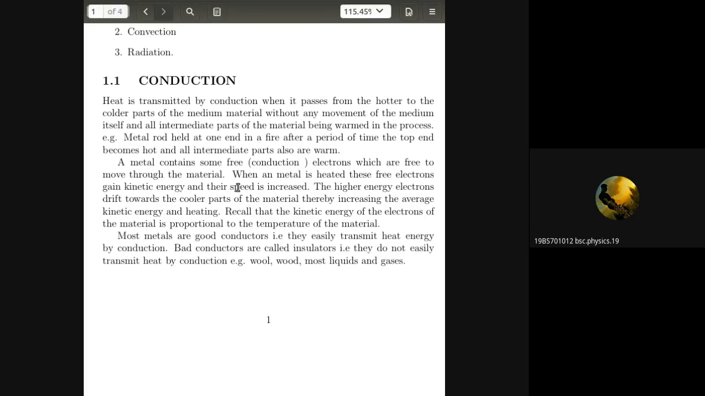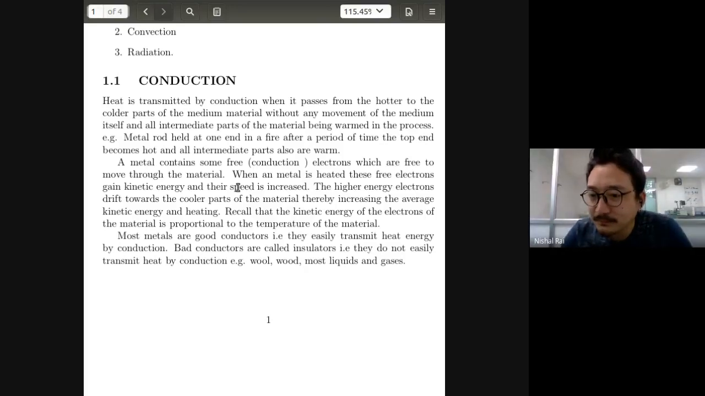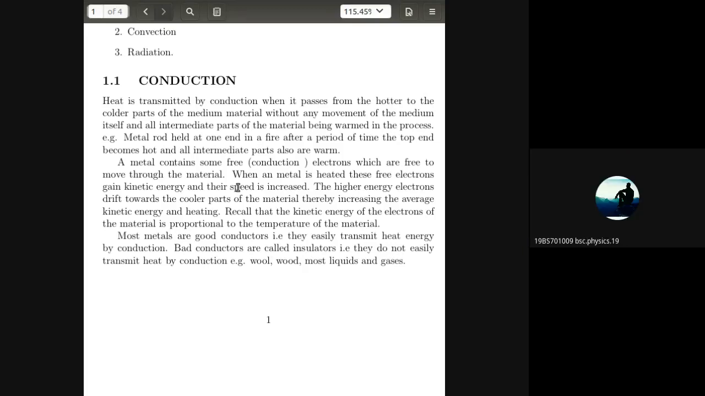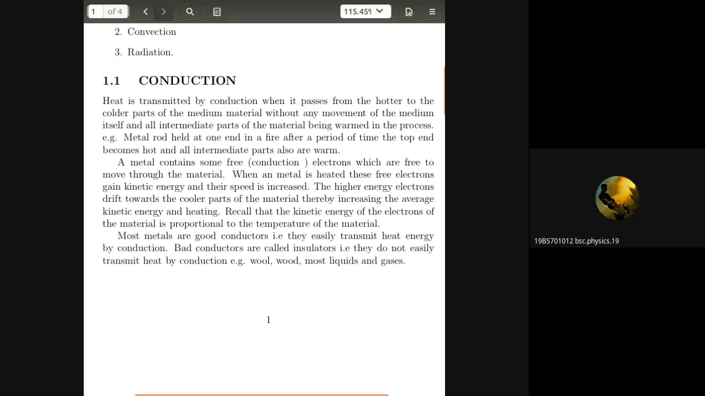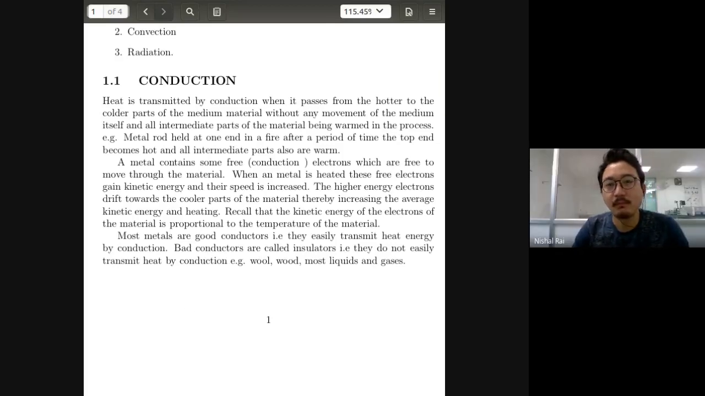Gold. Metals. Okay, metals. Apart from that, good conductor. Okay, what about bad conductors?